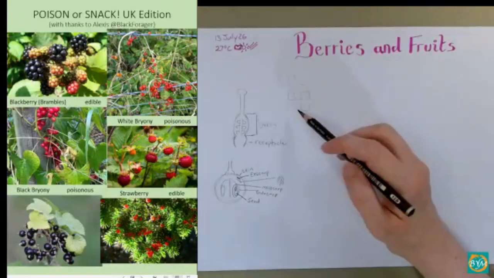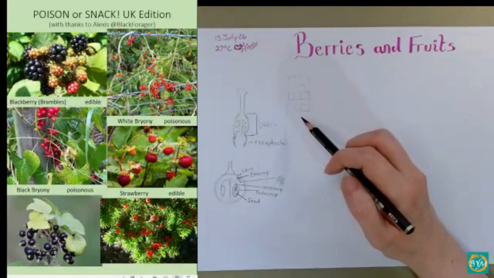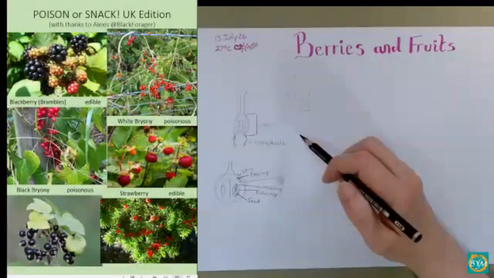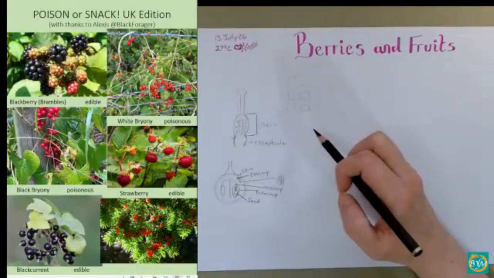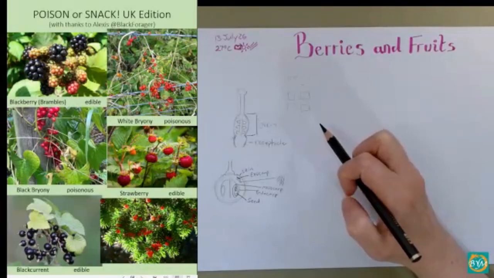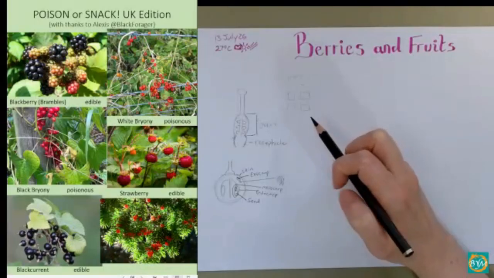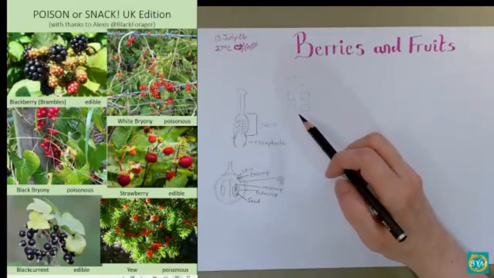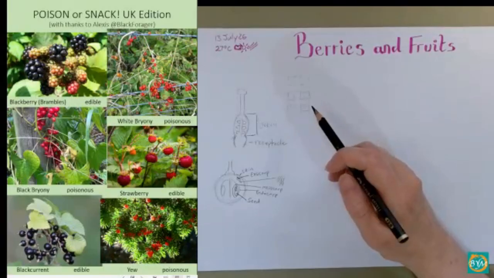So, last two. Which one is poison and which one's a snack? What do you think? Well, over on the left is the blackcurrant, probably one of my favorite berries, and it is edible. And then the last one is yew, and it's poisonous.